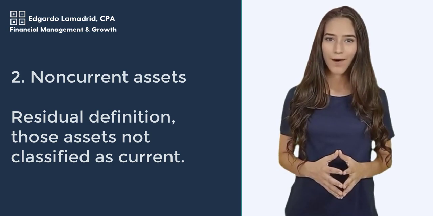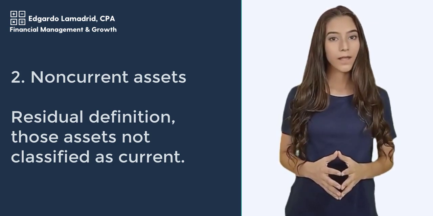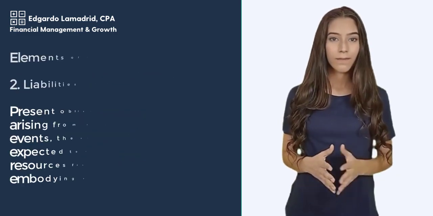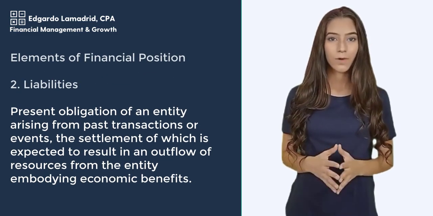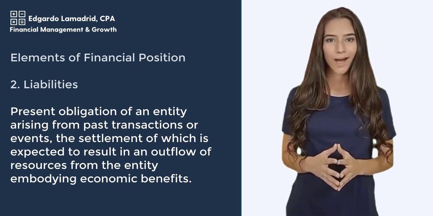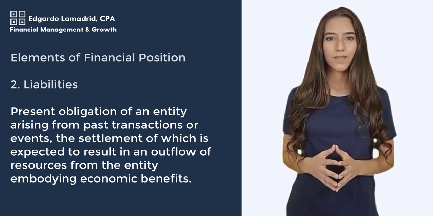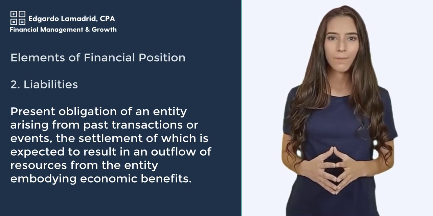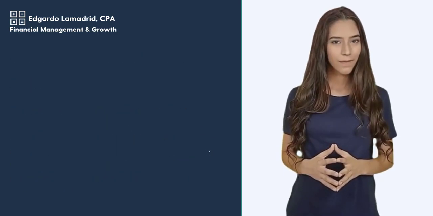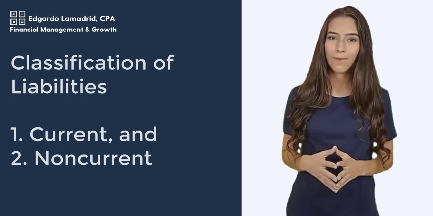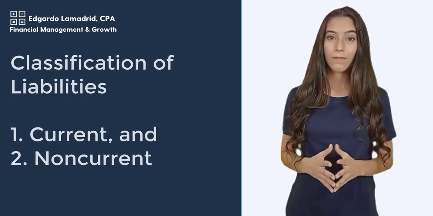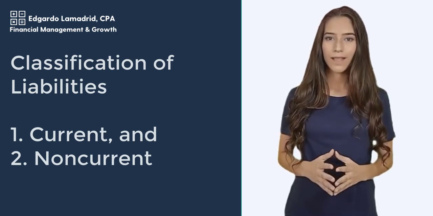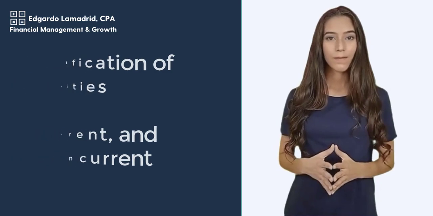Stated differently, all other assets not included in the definition of current assets are classified as non-current. Liabilities are defined as present obligations of an entity arising from past transactions or events, the settlement of which is expected to result in an outflow from the entity of resources embodying economic benefits. Liabilities are classified into two, namely, first is current liabilities, and second is non-current liabilities.